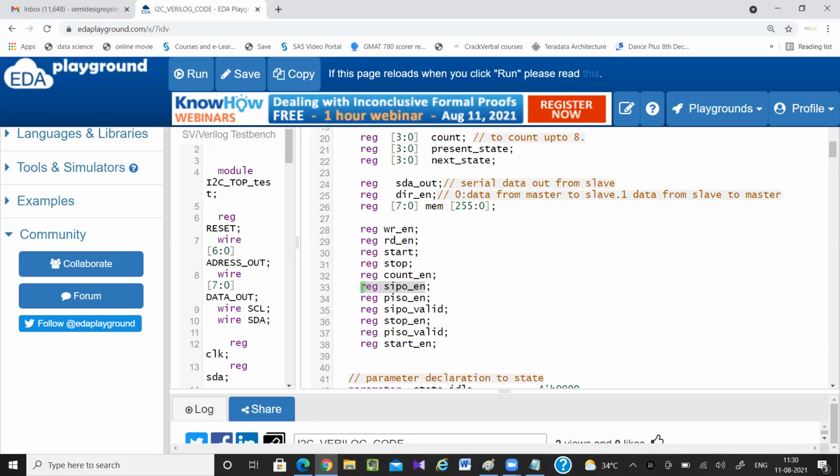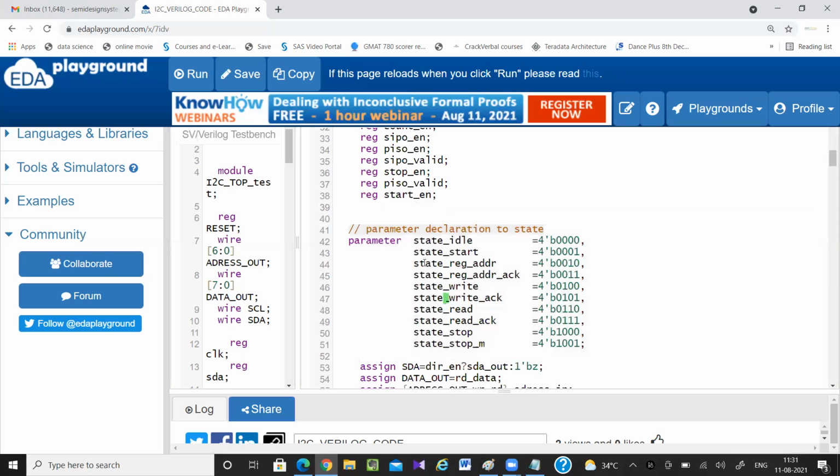Because enable signal 0 means that block will not be working and it will consume less power. If you are not taking an enable signal, it will always be working. Start enable means, see, master will send. Whenever the start enable signal is equal to 1, at that time slave will wait for start signal. This is, I guess, one optional part, because in this project slave will always wait for start in the idle state. In the idle state only, it will wait for start signal.